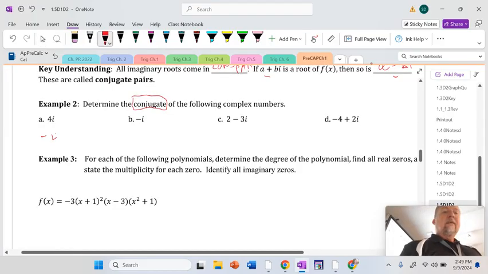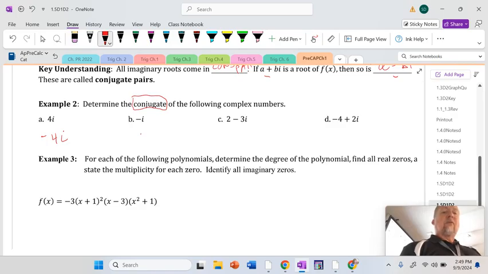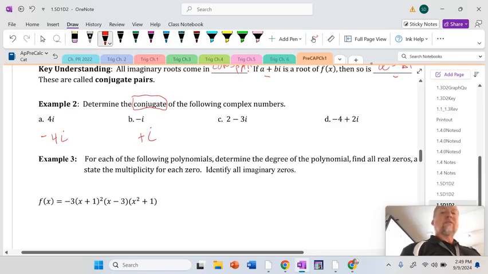So 4i, the conjugate pair of that is negative 4i. That's all they ask. Read those directions. The conjugate pair of 2 minus 3i is 2 plus 3i. Negative 4 minus, careful on this one, it's negative 4 minus 2i. This is the only thing that changes, not both.